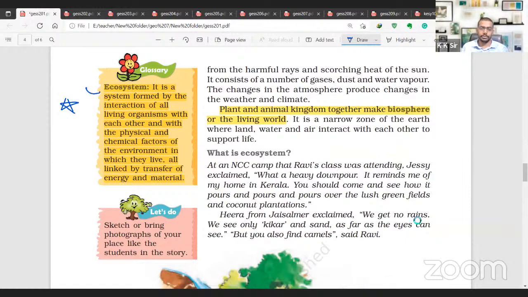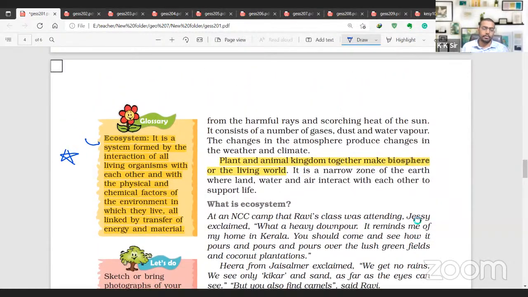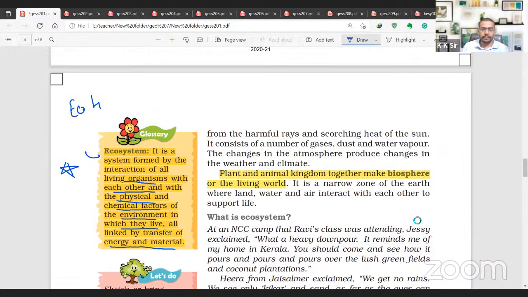What is an ecosystem? This is important. You will hear terms like ecosystem, ecotone, and so on. So ecosystem, it's a system formed by interaction of all living organisms with each other with the physical and chemical factors of the environment in which they live, all linked by the transfer of energy and material. अच्छा definition है, समझते हैं.